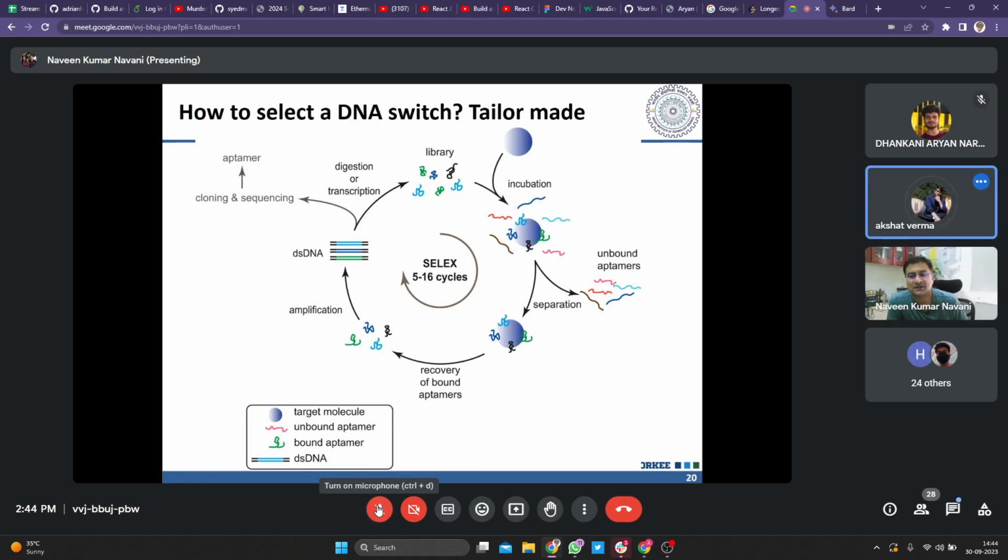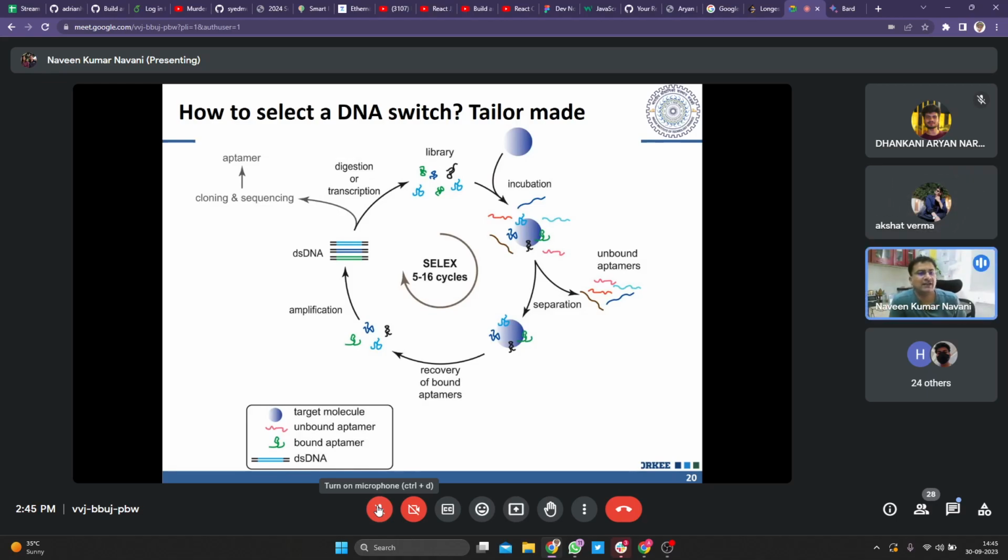Hello, yes, sir. Akshat, what is written on the top of this slide? Sir, how to select a DNA switch tailor mode? Not tailor mode, tailor made. Sorry, tailor made. I am not wearing my glasses. Okay. And what is written below that? There is a blue colored ball, and something is written to the left of it. Incubation. No, to the left, my brother.